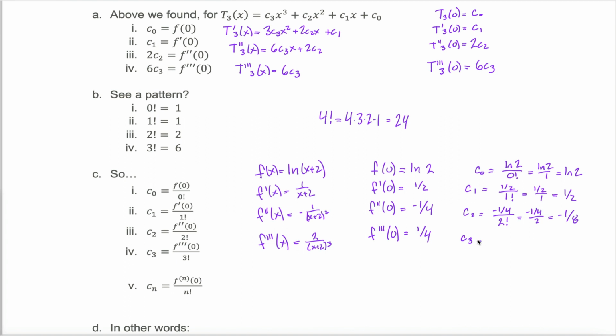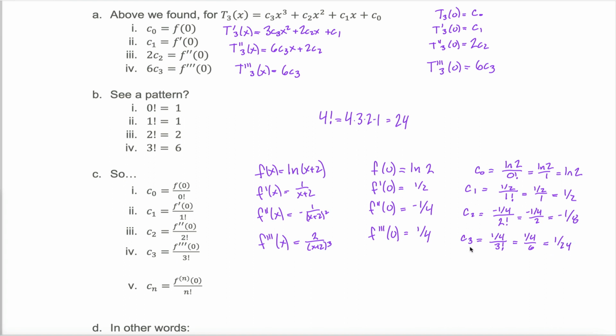Finally, to figure out C3, I take the third derivative of my function evaluated at 0, which is equal to positive 1/4, and I divide that by 3 factorial. 3 factorial is 3 times 2 times 1, in other words, 6. So I have 1/4 divided by 6, which is equal to 1/24.